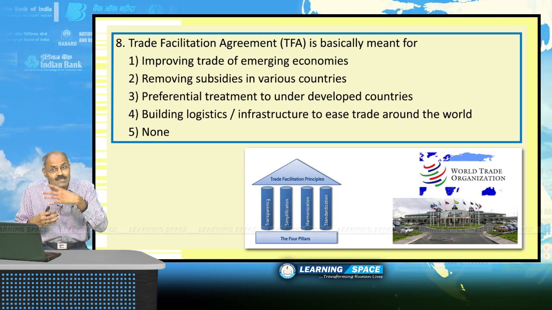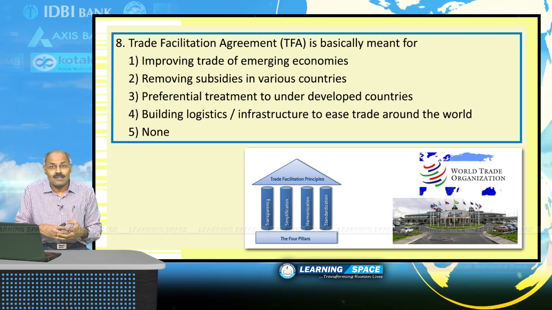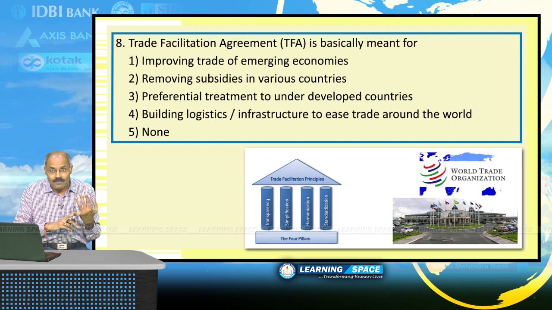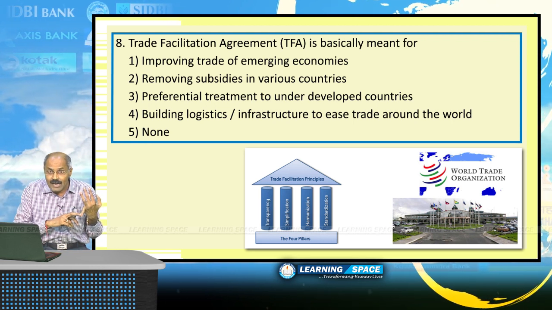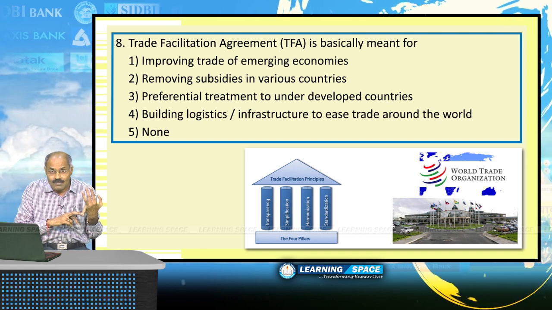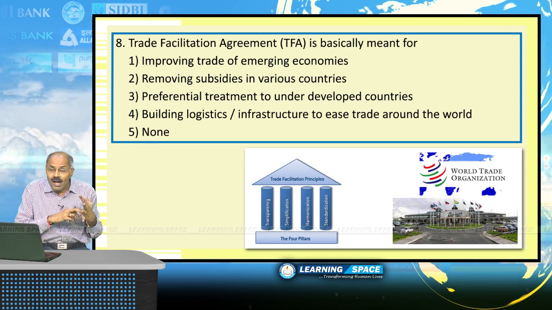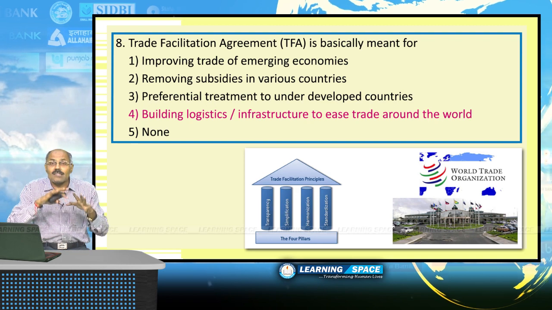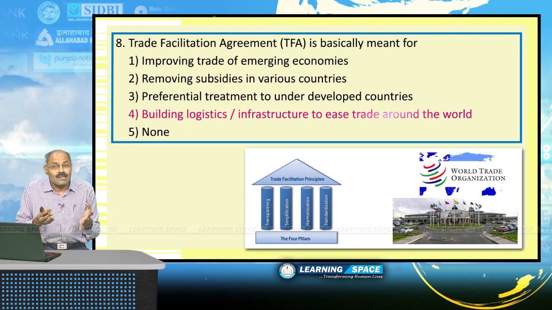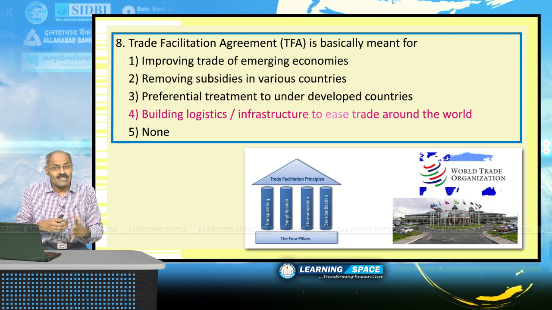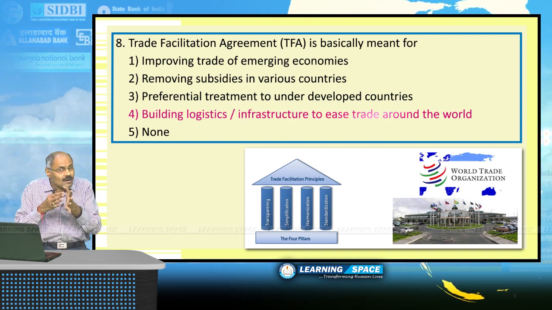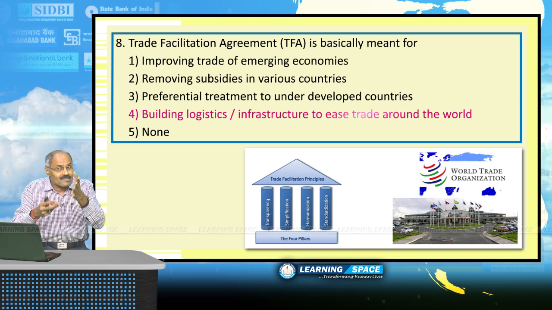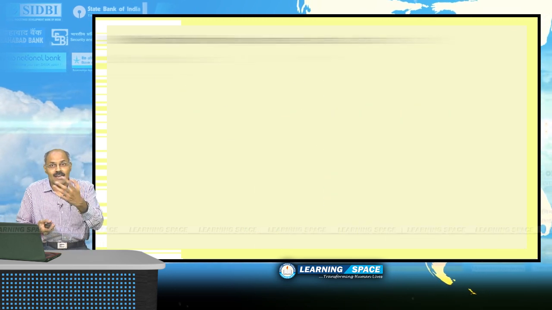So, trade facilitation agreement basically looks at reducing paperwork, increasing transparency, reducing trade barriers, and improving the infrastructure in ports. This all talks about trade facilitation agreement, basically to enhance the trade movement with little or no hassles between various countries. Friends, look at the next one.